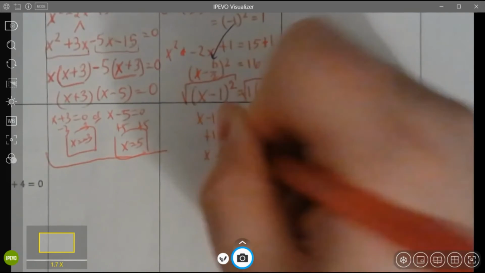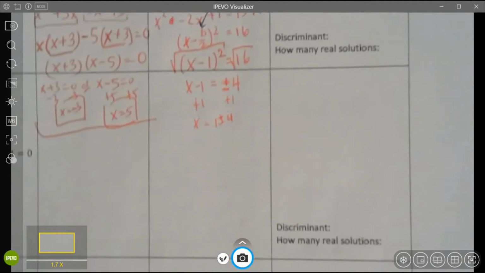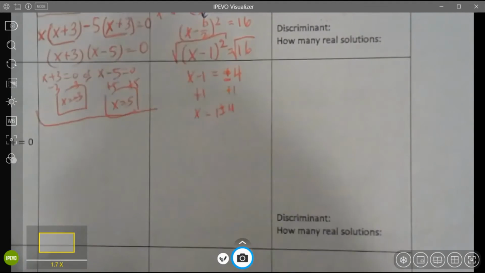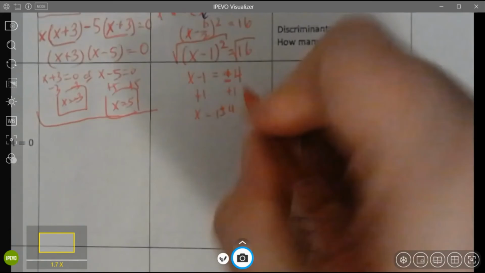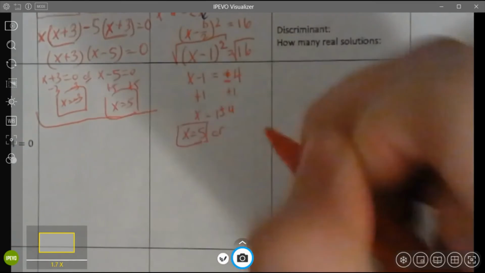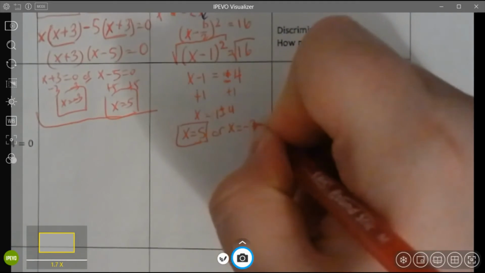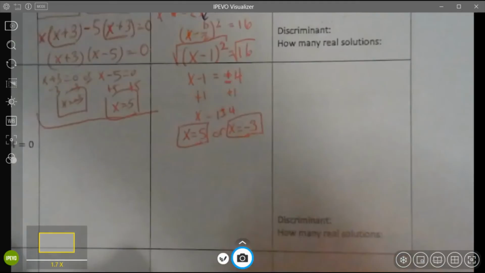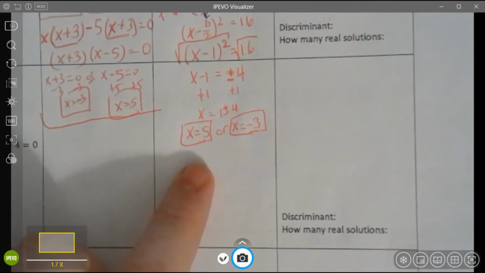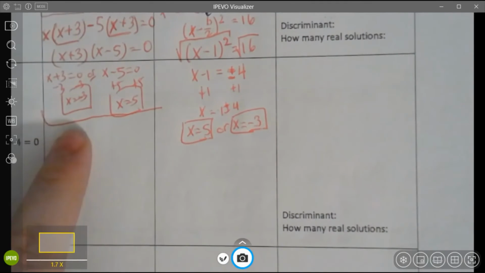Now, let's not be too lazy because those are nice, easy numbers to work with. So 1 plus 4 is 5, so x is 5. Or 1 minus 4 is negative 3, so x is negative 3. So those are your two solutions, which is exactly what we got when we did this one over here.